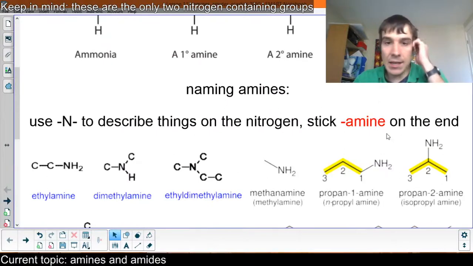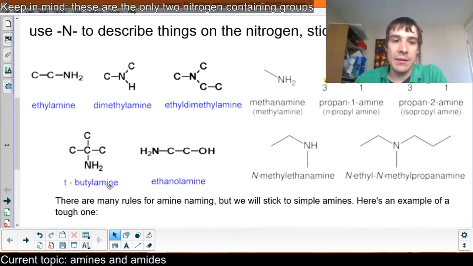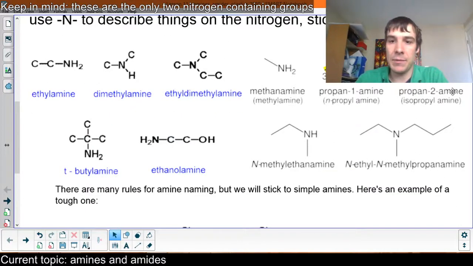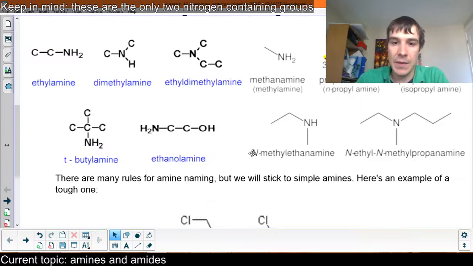When we name them, they're called amine at the end. Like here's ethylamine, dimethylamine, ethyl dimethylamine, butylamine, ethanolamine. So that's one way to do it. But the official way is here in brackets: methylamine, N-propylamine. N-propylamine, that's actually one word together. Isopropylamine, or you can call it propan-2-amine, sorry, propan-1-amine. Methanamine. So the actual IUPAC method is these big ones up here.